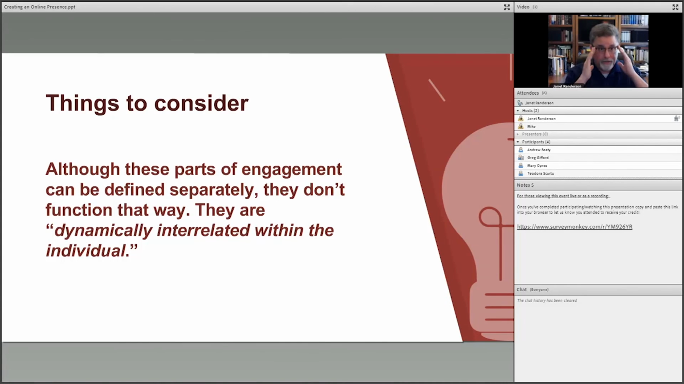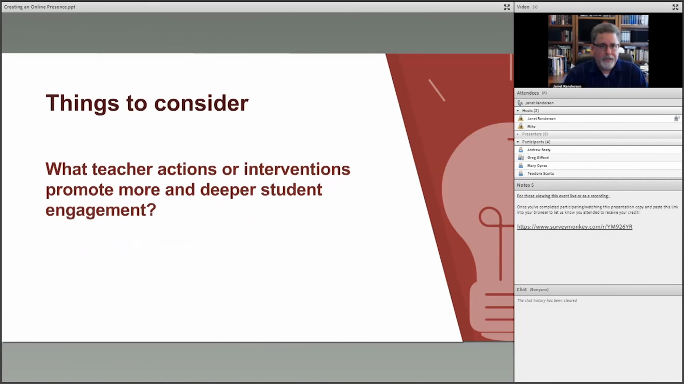So all these parts of engagement can be defined separately. They don't function that way. They are dynamically interrelated with the individual. So what does this mean? Why do I even bring it up? I bring it up because we need to consider what teacher actions or interventions promote more and deeper student engagement. If we're talking about an in-seat class, it's a whole other conversation, but we're talking about online engagement. And the answer to that question is that how we do that is by creating an online presence in an online course. So let's take a look at some of the ways that we do that.